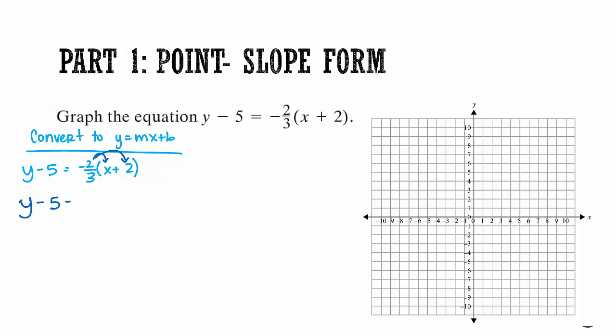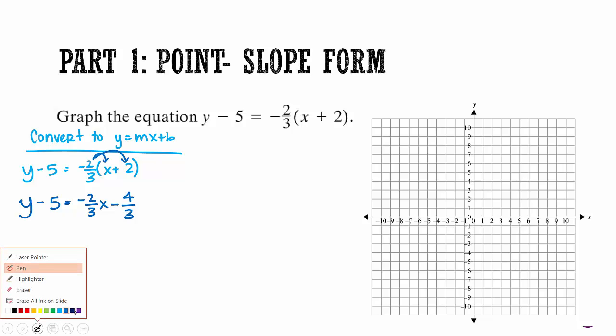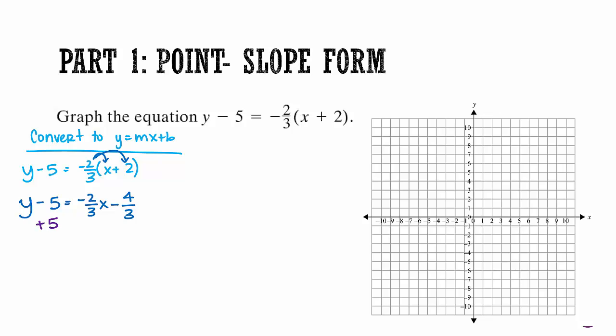So I get y minus 5 equals negative 2/3 x. And negative 2/3 times 2 gives me negative 4/3. And then I got one last thing to do to get y by itself. I want to add 5 to both sides. So we get y equals negative 2/3 x. And then if I want to add this, 4/3 and 5, remember we can write 5 as 15/3, give it the same denominator, but 15 divided by 3 simplifies to 5. So if I subtract these, we end up with 11/3.